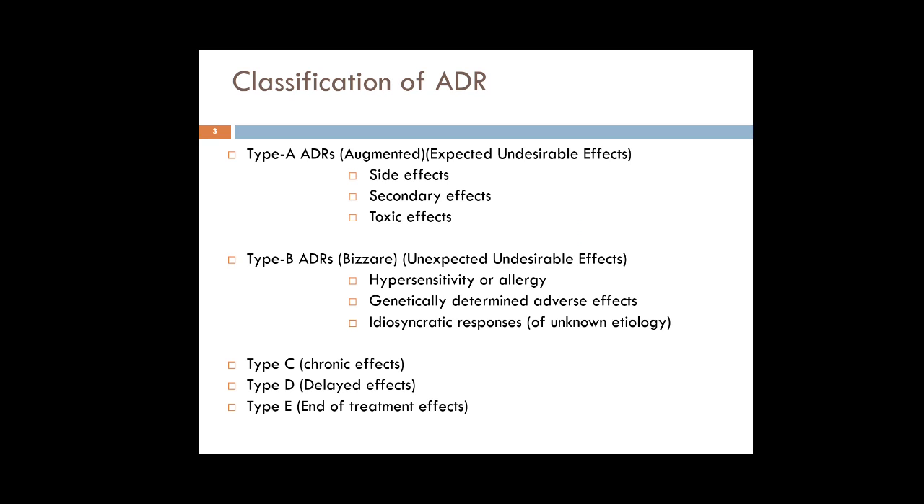The third type of ADR is type C, that is chronic effects. Whenever the drug is used for a long duration of time, the individual will get chronic effects. Type D, delayed effect, means even after stopping of the treatment or even after stopping of the drug, the patient or individual exhibits the effects, that is called delayed effects. And type E, that is end of treatment effects. The name itself suggests that at the end of the treatment, whatever undesirable effects are produced will be type E ADRs.